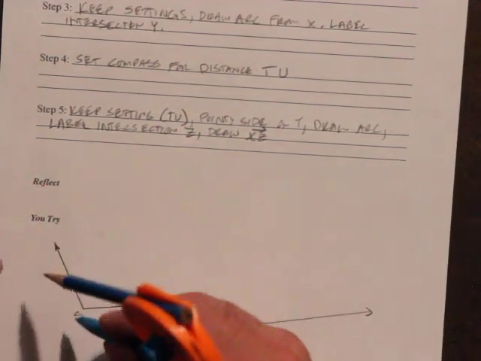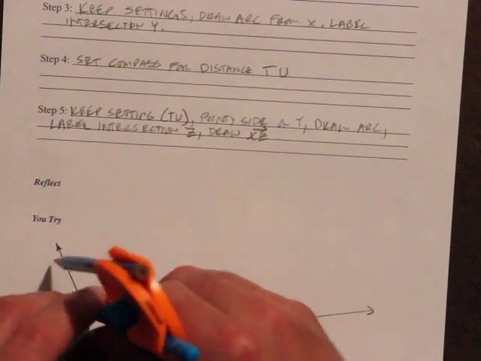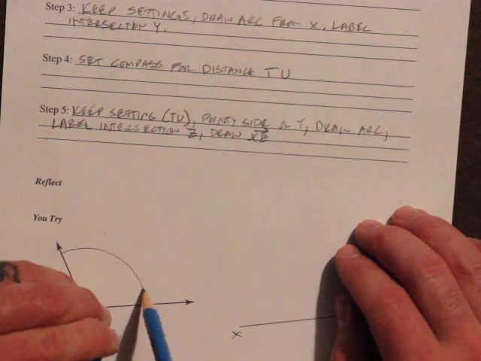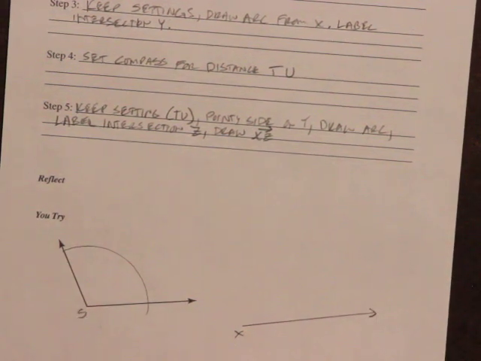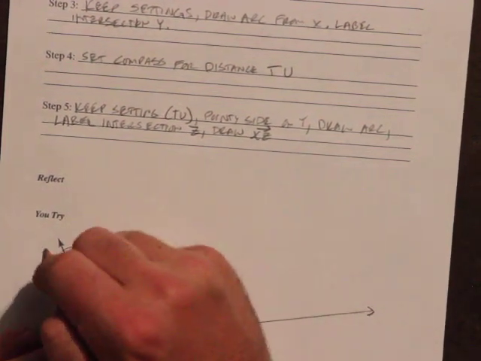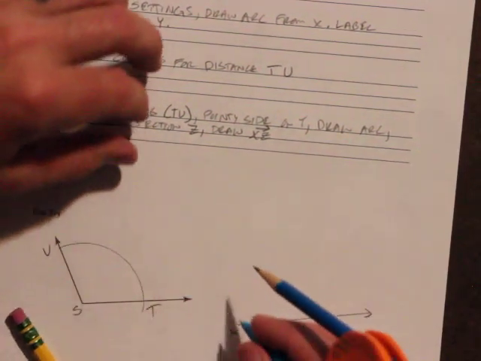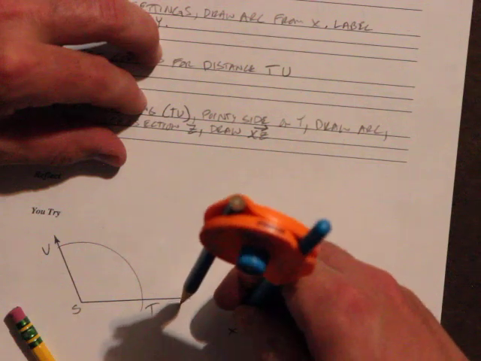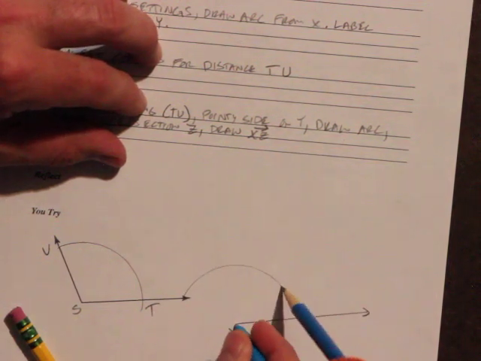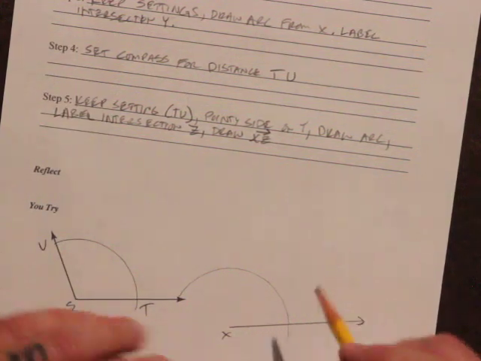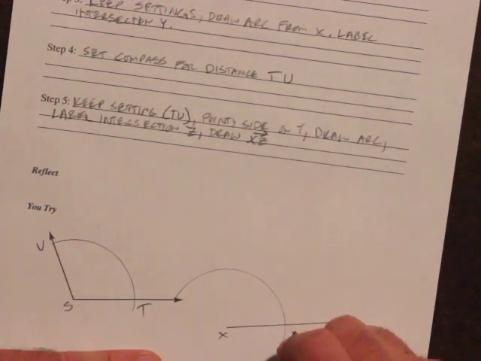I'm going to draw an arc from S with my left hand, pretty awesome. T and U is what I'm going to label those. I keep my settings on my compass. Now I'm going to do the same thing again. Make sure I do plenty big of an arc. There we go. I'm going to label this intersection here Y.